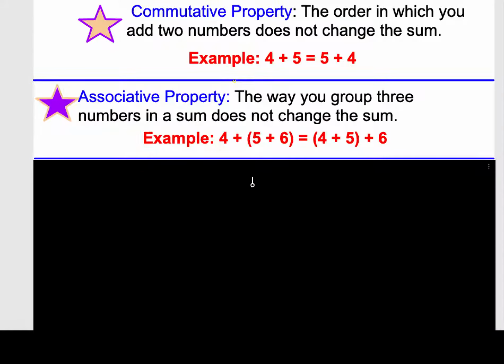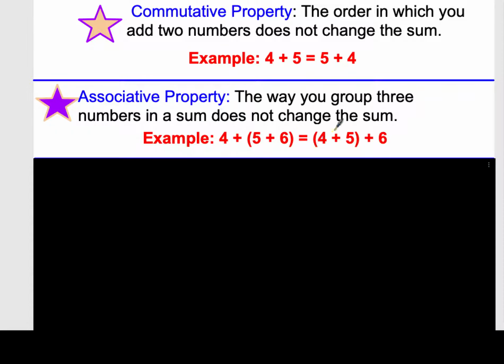A similar property, where we're moving something else though, is what's called the associative property. To associate is to sort of group. So the way in which you group 3 numbers, as long as they're all being added together, again, won't change the sum. So notice on the left here, we've got 5 plus 6 in parentheses, and we're adding 4 to it outside.